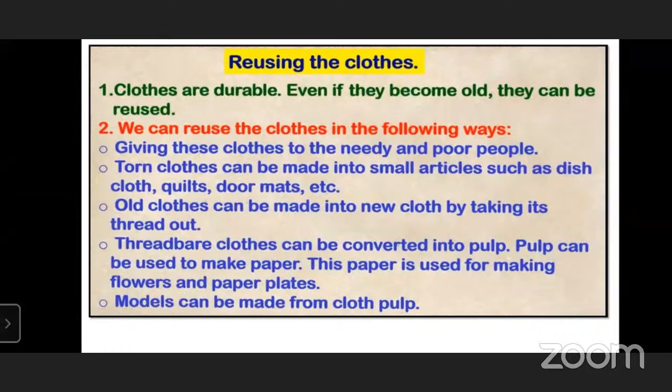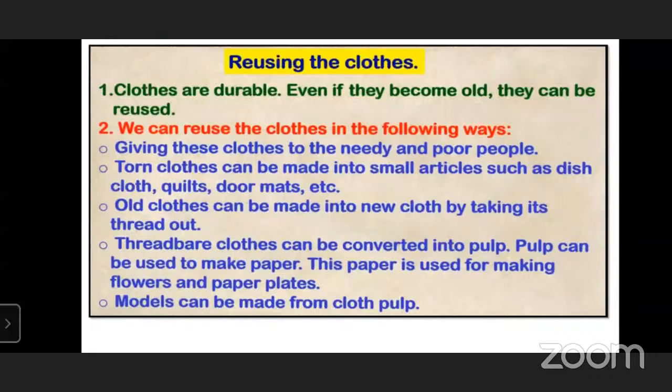Old clothes can be made into new cloth by taking the thread out. For example, with woolen clothes, we can take out the thread easily, so that we can make a new cloth of it. Another thing is that threadbare clothes can be converted into pulp. When the cloth becomes very soft and can be easily torn, we can make it into pulp by using different processes. That pulp can be used to make paper.